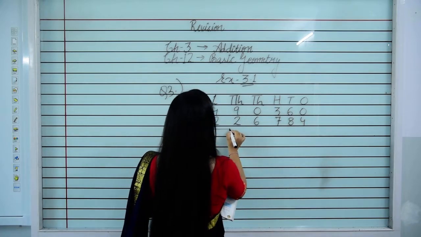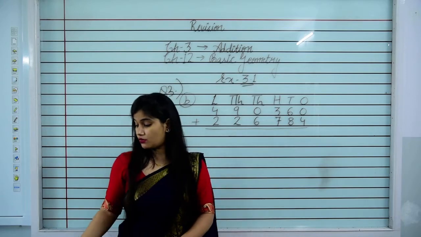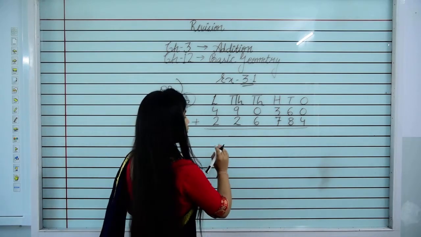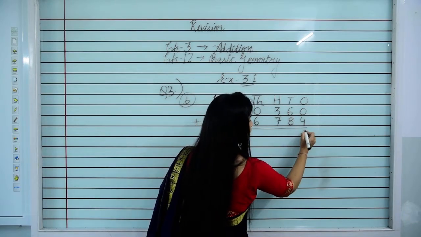784. Understood, students? So in this way you can arrange the numbers. Now we'll find the sum of these two numbers. So always we'll start from this side. 4 plus 0 will be 4.